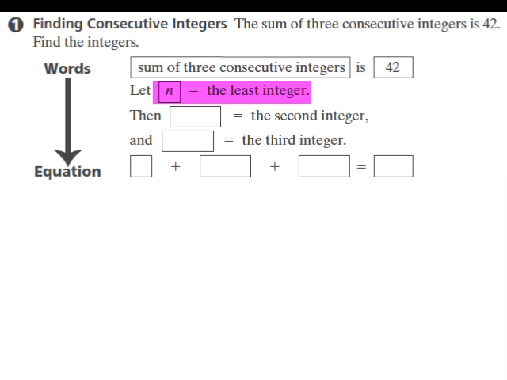We're going to let n equal the least integer. Then n plus 1 will be the second integer, and n plus 2 the third integer. So we have n plus n plus 1 plus n plus 2 equals 42. Now, we don't have any distributive property to do in this problem, but we can combine like terms.